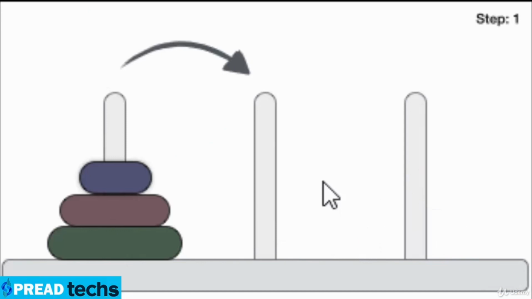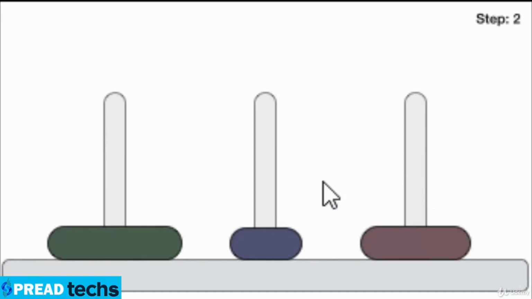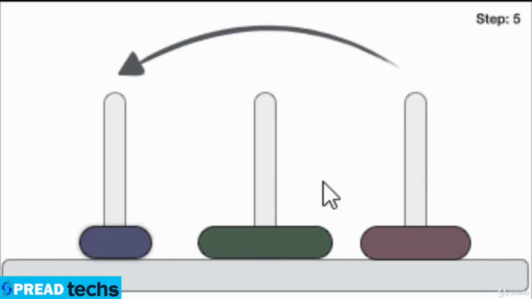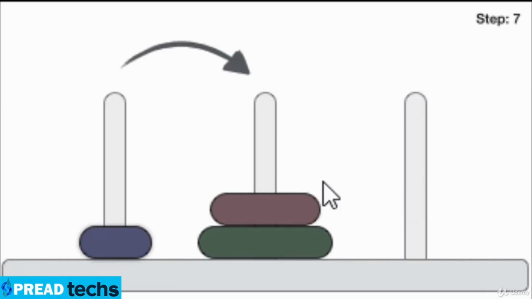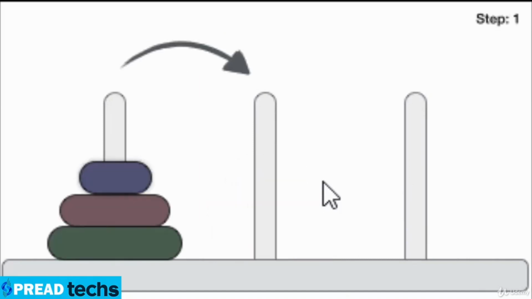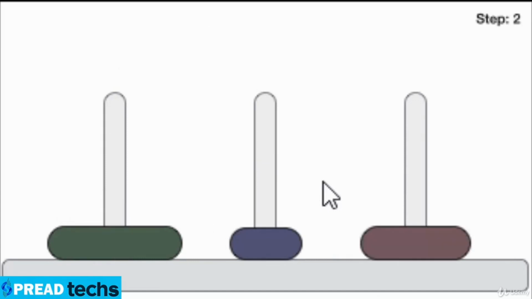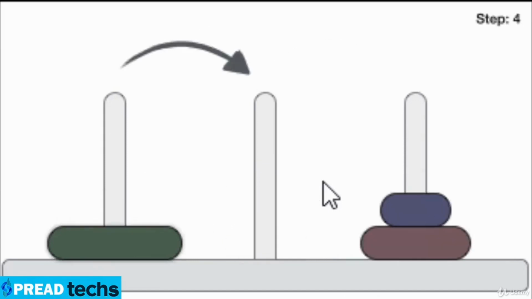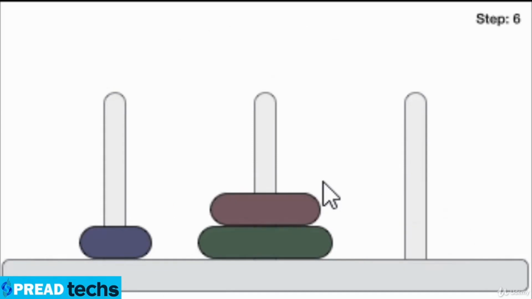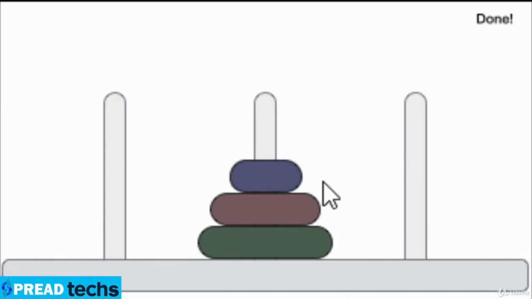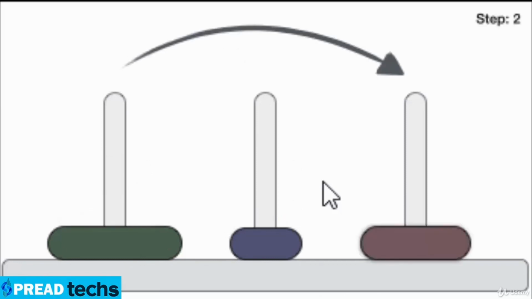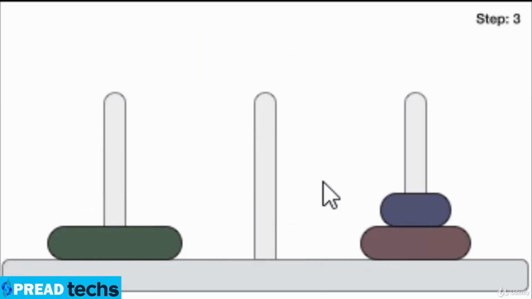Now let's see the diagram of the Tower of Hanoi. As you can see, rule number one: only one disc must be moved at a time. Then each move consists of taking the upper disc from one of the rods and sliding it onto another rod, on top of the other discs that may already be present on the rod. No disc may be placed on top of a smaller disc.